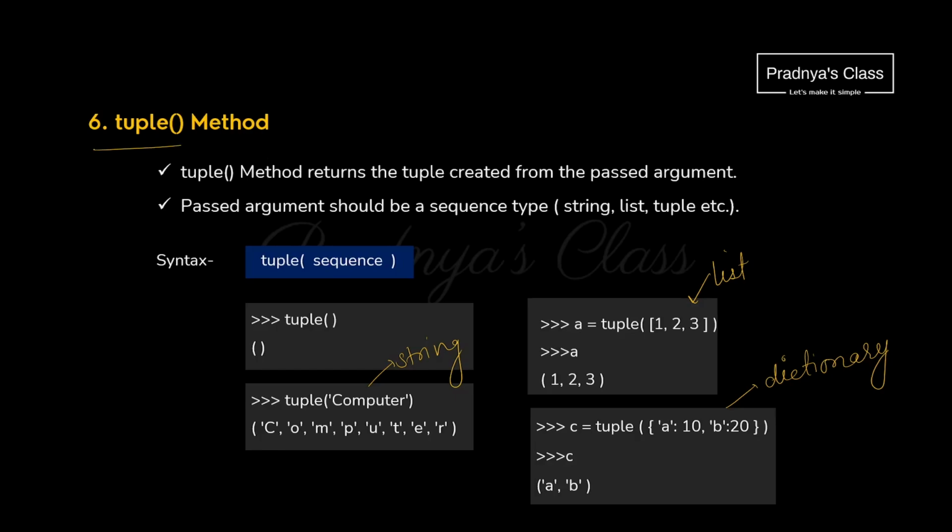This is the tuple function we have already discussed. It is used to create tuple from other sequence. This is how you can create an empty tuple. Here we are creating tuple from string. In this example we are creating tuple from list and finally we are creating tuple from dictionary. In case of dictionary, only keys will be considered.